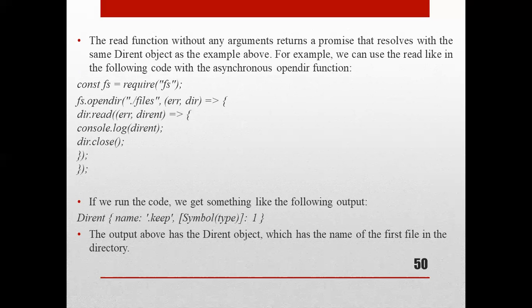Here the read function without any argument returns a promise that resolves with the same Dirent object as the example above. We have seen what it returns. Here we have opened the directory, read the directory, and you can see err, dirent. That means we are going to print the dirent, the elements from that directory. The output is the Dirent object, which has the name of the first file in the directory, that is keep. This is the folder from the directory which we are going to open.